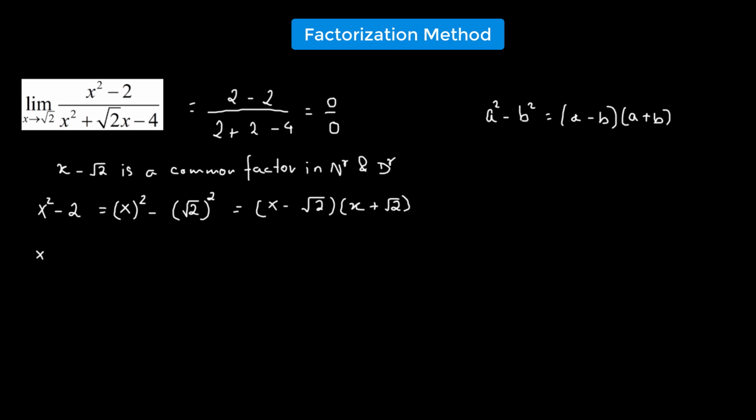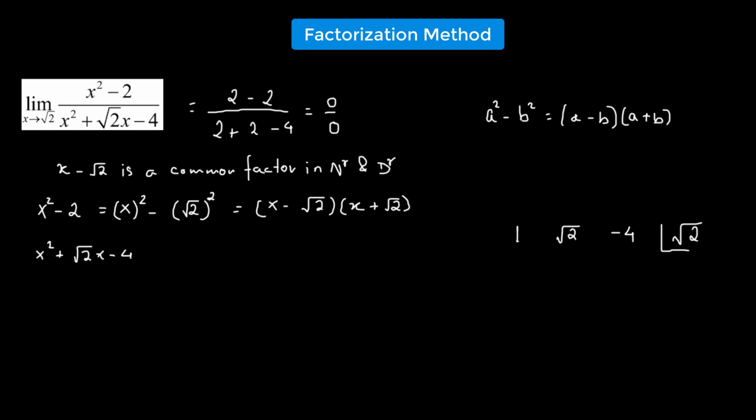Then we have to factor x squared plus square root of 2 x minus 4 as well. So what we're going to do, we're going to perform a synthetic division here. We're going to divide x squared plus square root of 2 x minus 4 by x minus root 2. So what we do, we begin by first writing down the coefficients of the quadratic polynomial, starting with 1, then followed by root 2 and negative 4. So we are going to divide it by square root of 2.